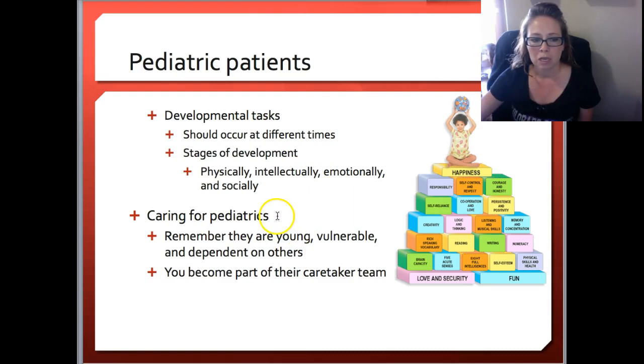When you're caring for pediatric patients, you're not just caring for them, you're caring for their family also. So make sure you're taking everything into account. The pediatric patient is your priority. When taking care of them, remember that they're young, vulnerable, and dependent on others. They can't just get up and do whatever they want, and they do need to be checked on. They're your responsibility. Okay?